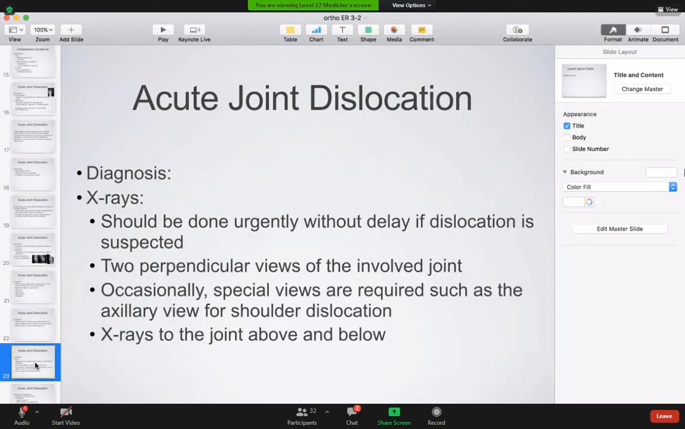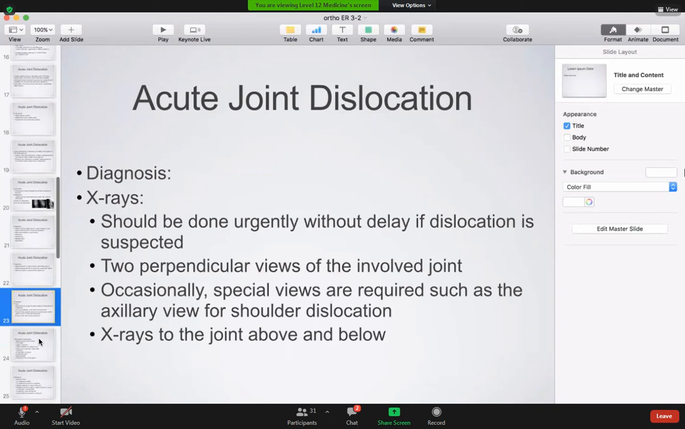X-rays should be obtained urgently without delay if dislocation is suspected. Two perpendicular views of the involved joint. Occasionally special views are required, such as axillary view for shoulder dislocation, and x-rays of the joint above and joint below.